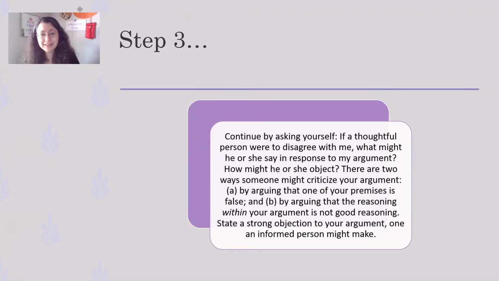Step three, continue by asking yourself, if a thoughtful person were to disagree with me, what might he or she say in response to my argument? How might they object? There are two ways someone might criticize your argument: by arguing that one of your premises is false, and by arguing that the reasoning within your argument is not good reasoning. State a strong objection to your argument, one an informed person might make.